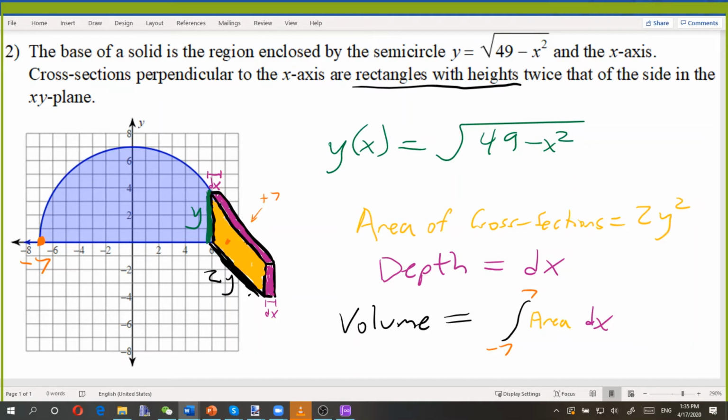If you're not sure, I would have calculated the intersection point of these two curves, so that's the x-axis and the semicircle, by setting y equal to 0 and solving for x. So I can square both sides. 0 is 49 minus x squared. Throw the x squared over to the other side. x squared is 49, and then solve for x. x is positive or negative 7. Gives us our start point and end point.